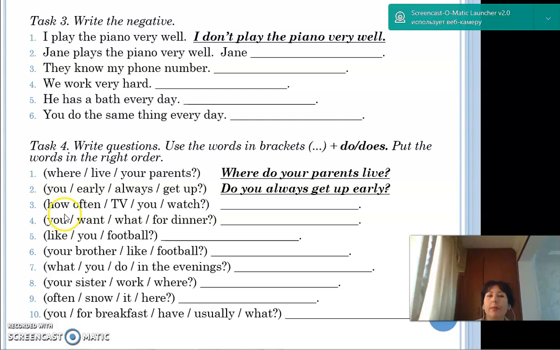And one more example for you, please. How often do you watch TV? Dear students, you have 3 minutes to write questions using do, does, and put the words in the right order. What are you going to do? To write questions and put the words in the right order. How many minutes do you have? 3.